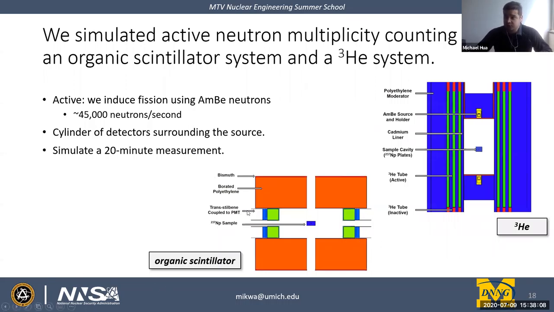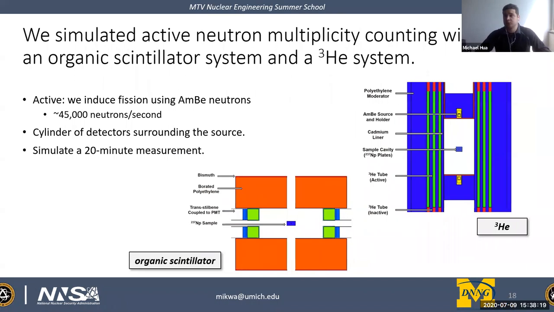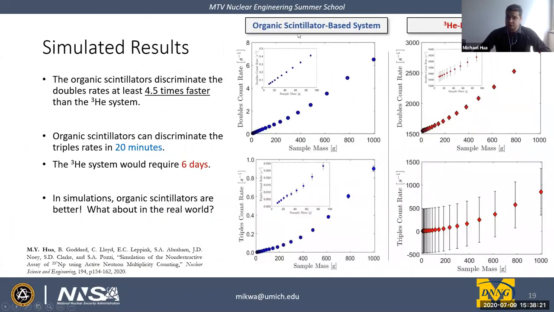We performed simulation and looked at organic scintillator measuring neptunium-237 and helium-3 measuring neptunium-237. And we compared the doubles and triples multiplicity count rates. So organic scintillators are shown on the left, helium-3 is shown on the right, doubles are shown on top, triples on the bottom. And for the doubles, there's actually pretty good separation from both systems for large samples. But if we zoom in, the helium-3 system still has some overlap in these error bars, so we can't distinguish small masses.